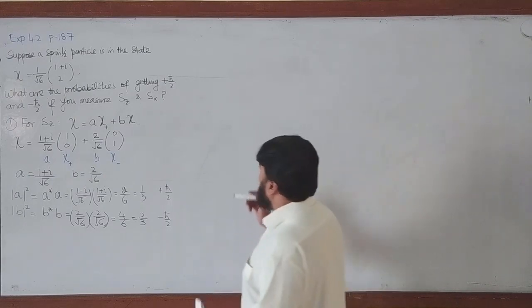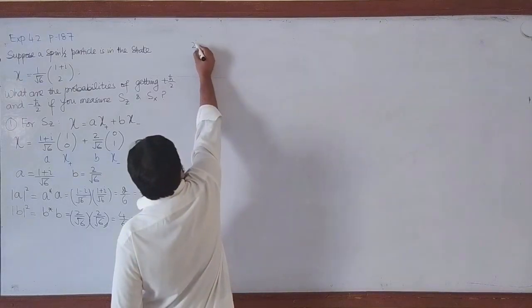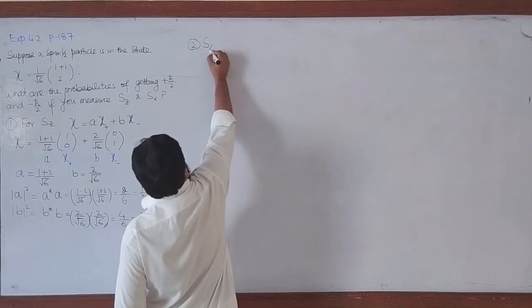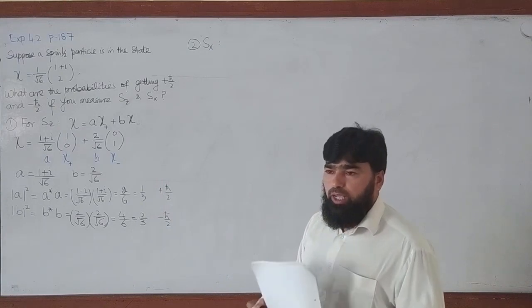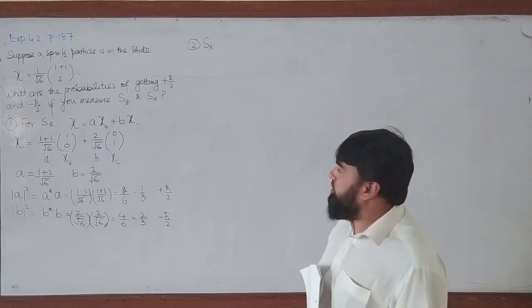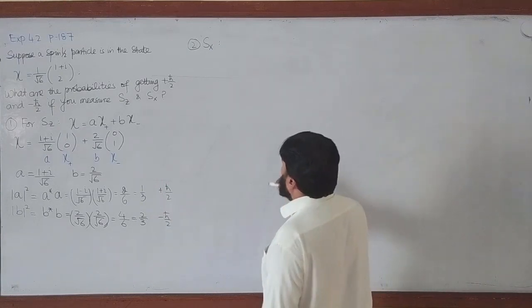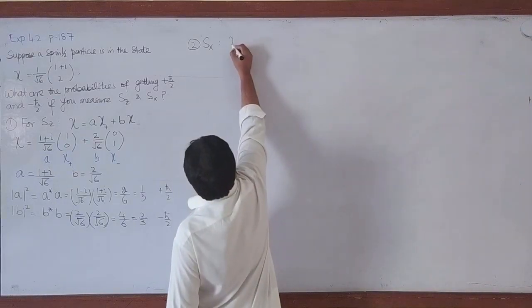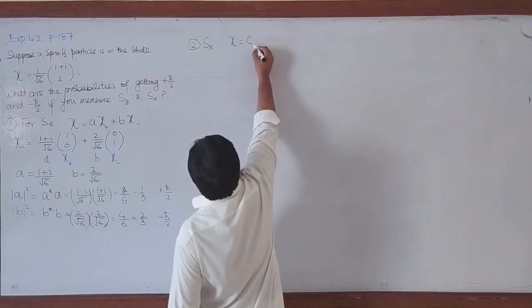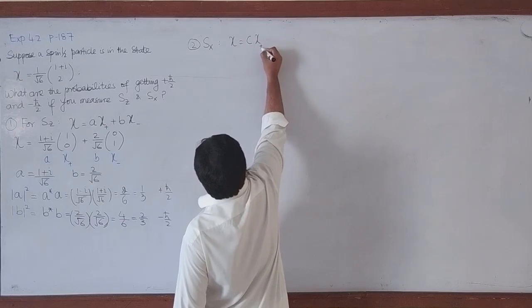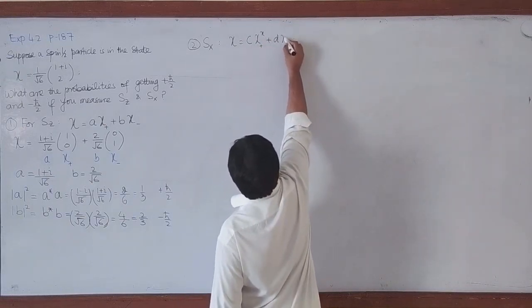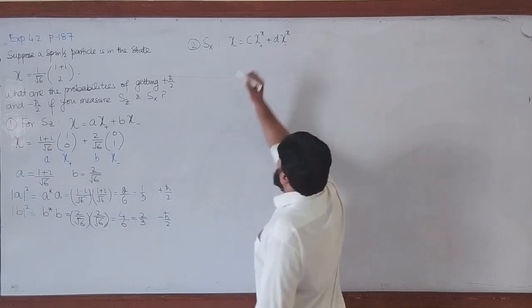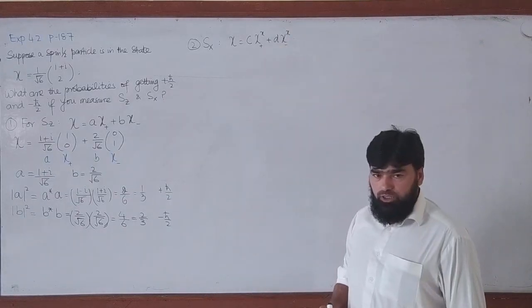And now when we measure for Sx, then for Sx you know that the generalized state was what? It was chi equals C chi plus x plus D chi minus x. This was the state.